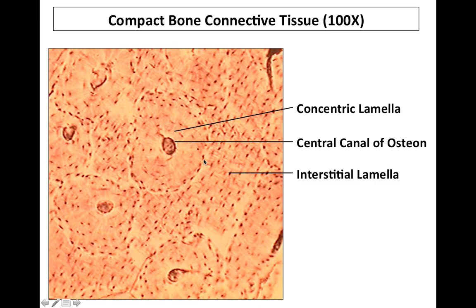The anatomy of this individual system consists of a central canal. It consists of rings which wrap around that. When these are a part of the osteon itself, they are called concentric lamella. But when they're outside of the osteon, running around the bone as a whole, they're called interstitial lamella between osteons.